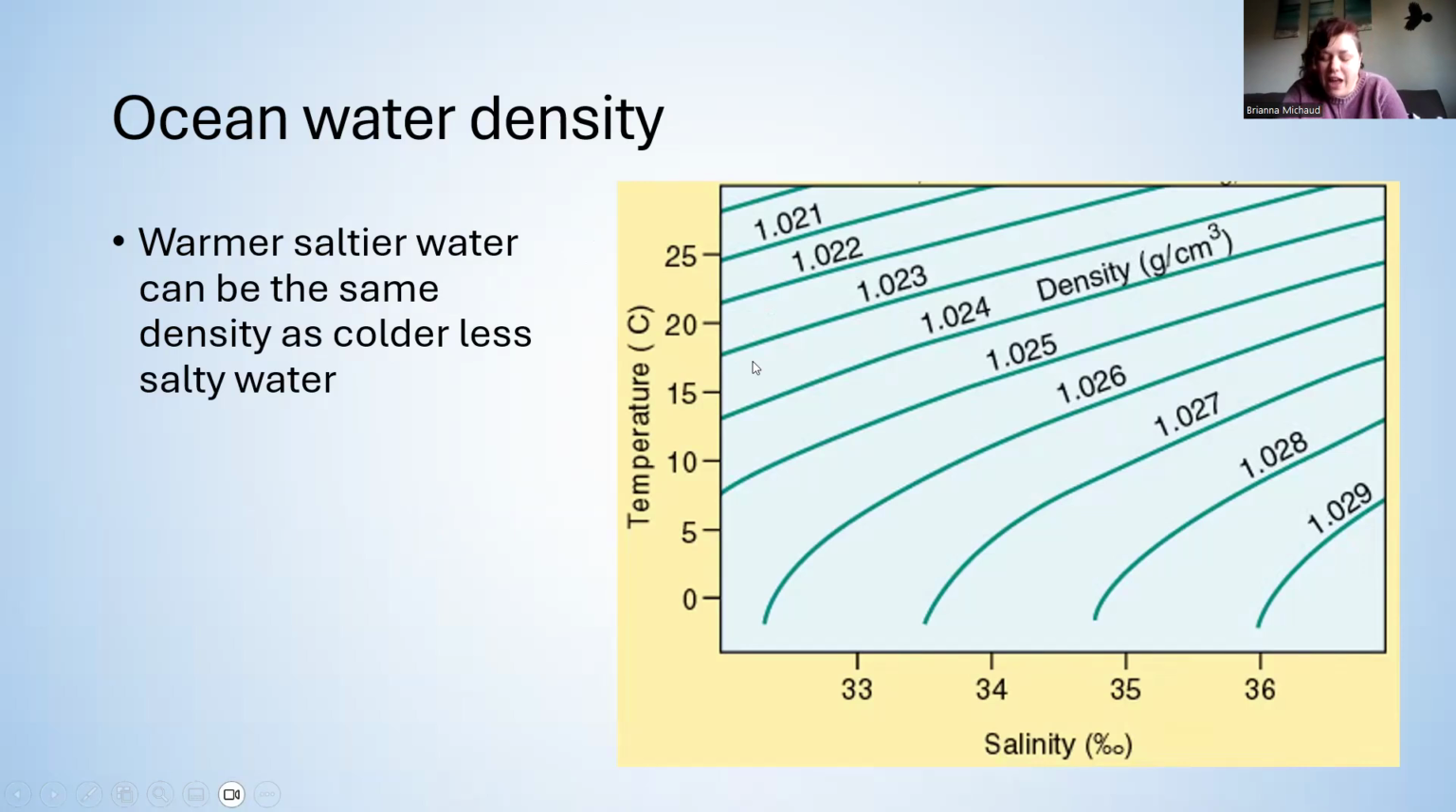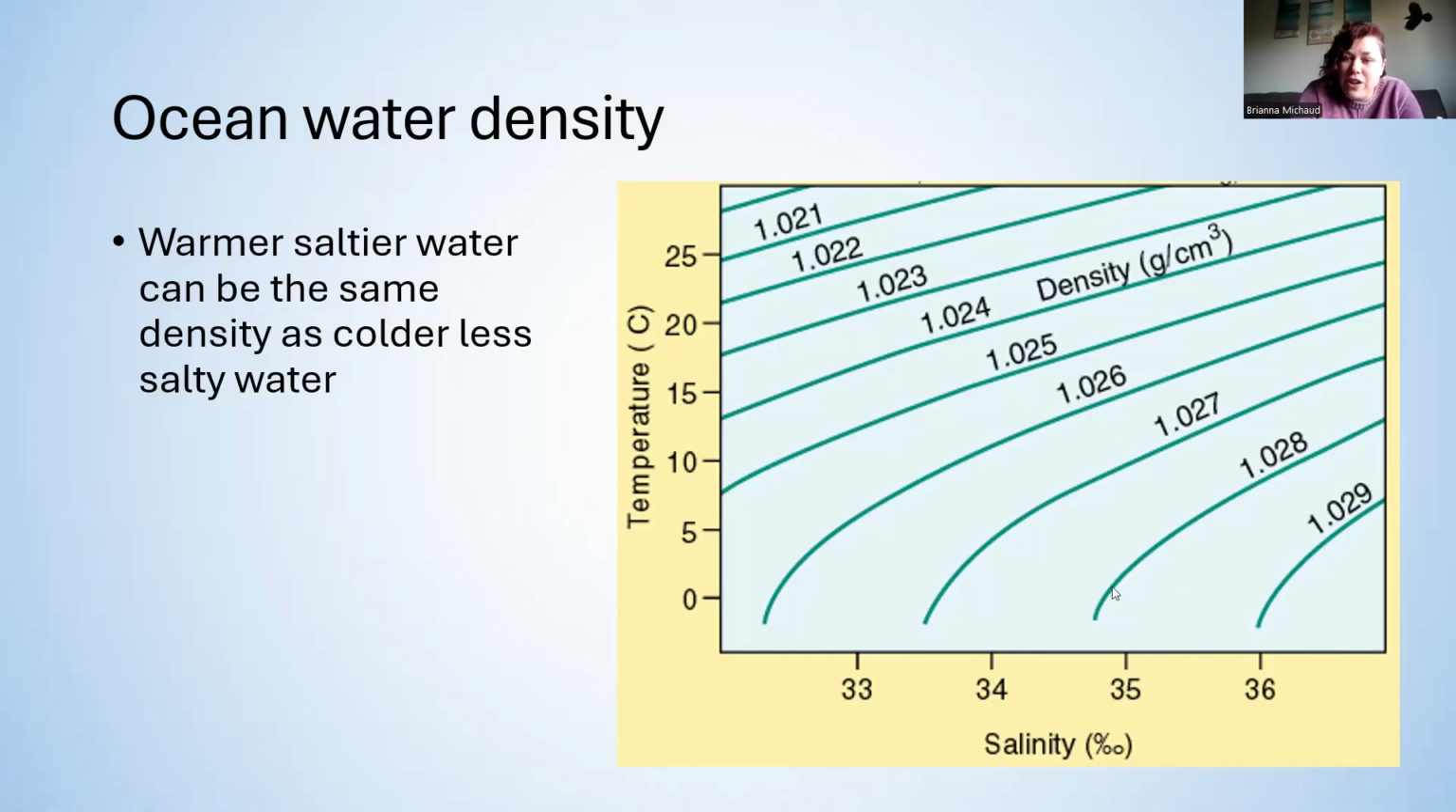So for example, this is a cool little graph that shows salinity on the x-axis and temperature on the y-axis. And each of these lines represents a density. So it would be the same density all along these lines. For example, let's look at this line right here. This is 1.025. You can see that water that is around 32 parts per thousand and around 7 degrees Celsius will have a density of 1.025.